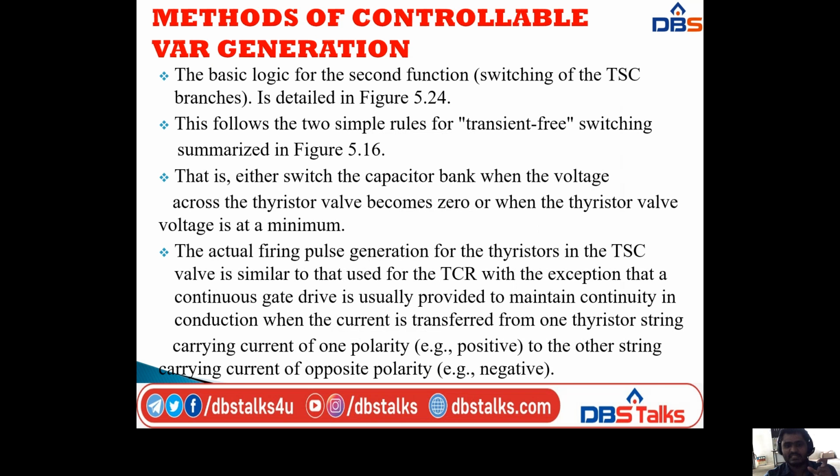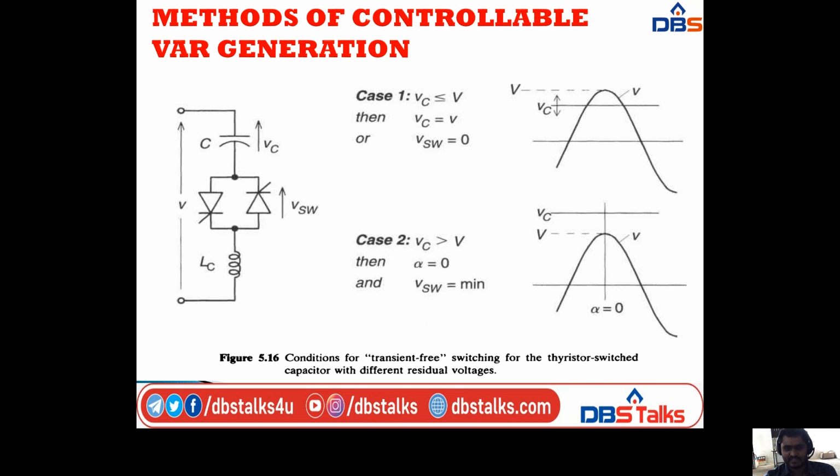Okay, so this follows two simple rules for transient free switching. That is summarized like in this one. So these are the conditions for transient free switching for the TSC with the different residual voltages. So here we are using two cases. If VC is less than or equal to V, then VC is equal to V, or this switch is equal to 0. And case 2, if VC is greater than V, then alpha is equal to 0 and VSW is equal to minimum.